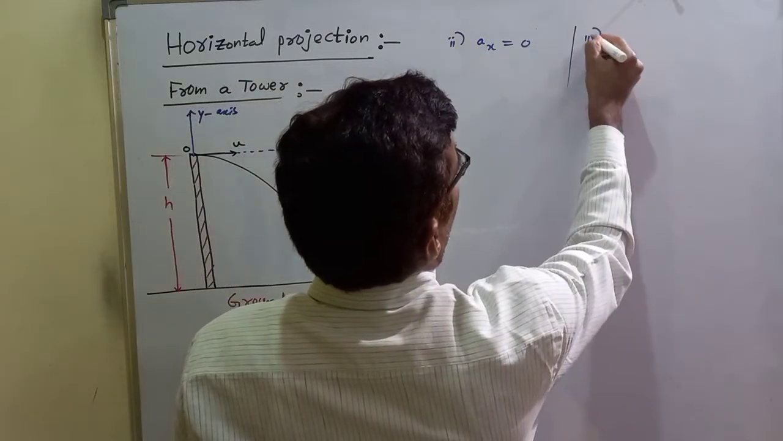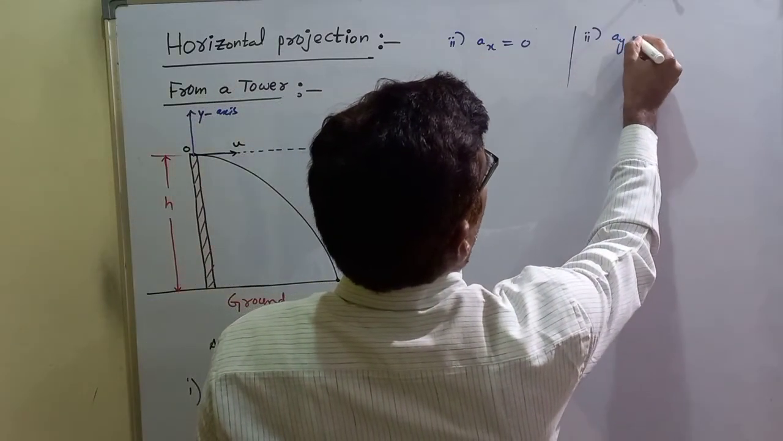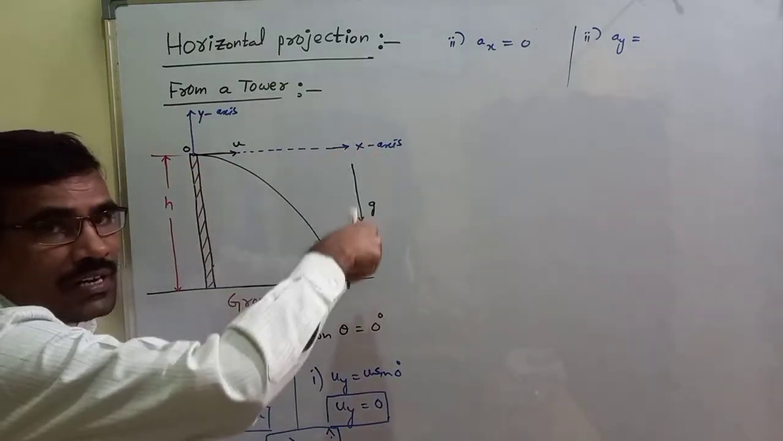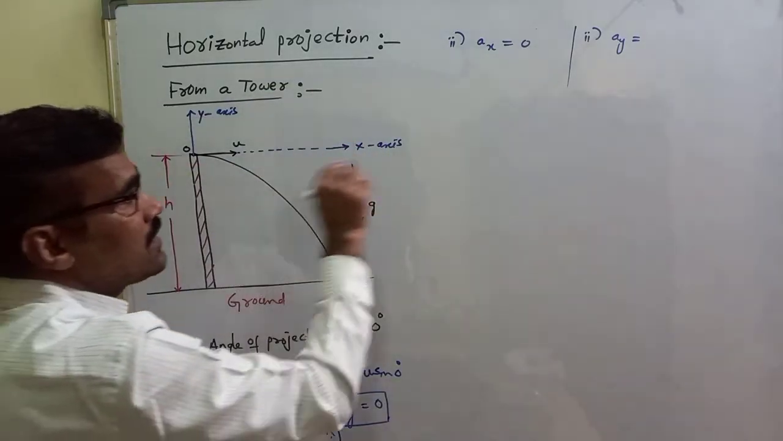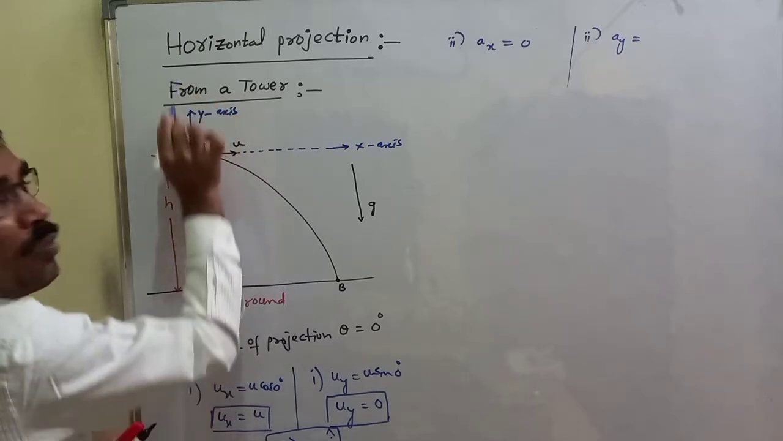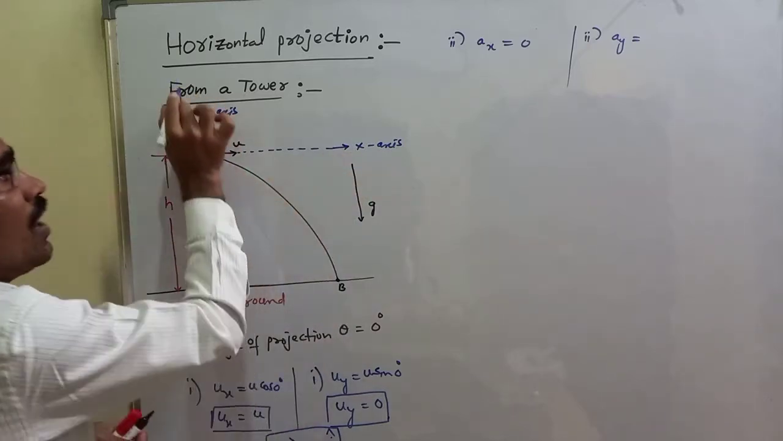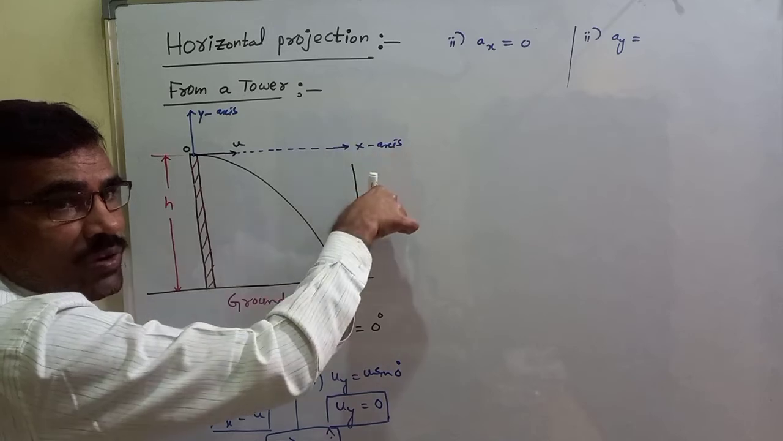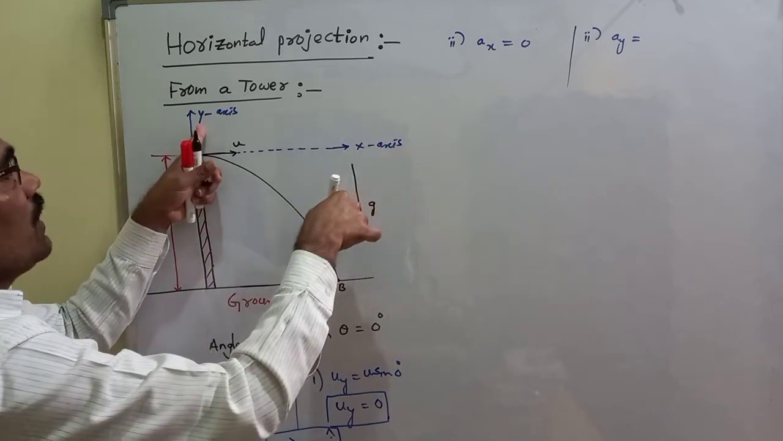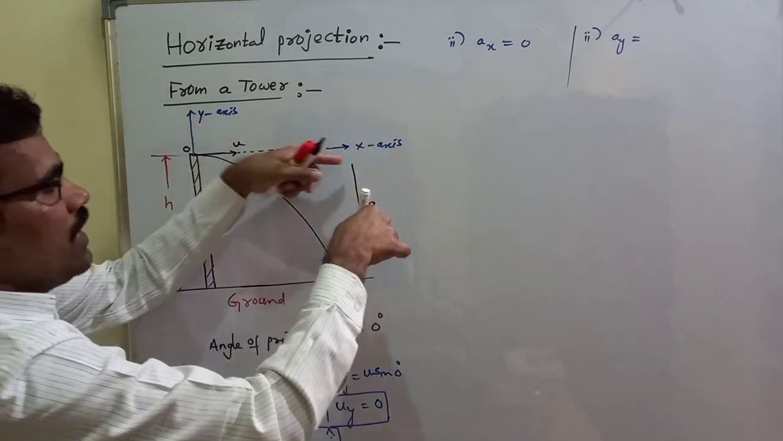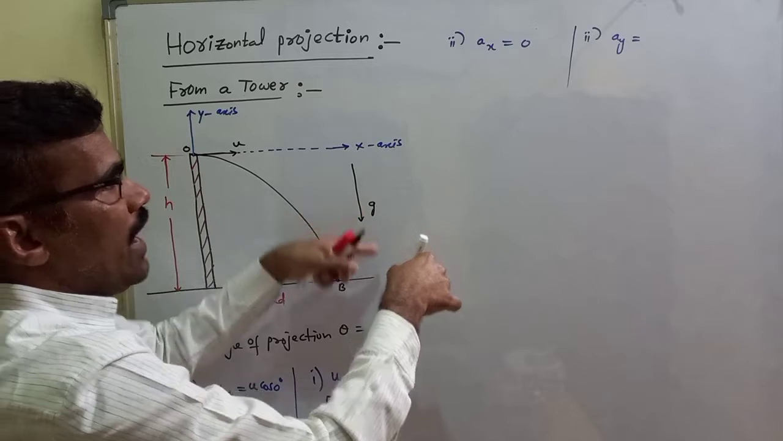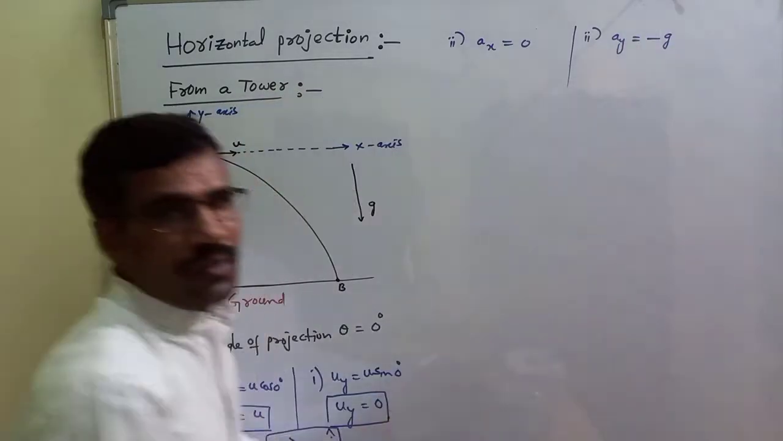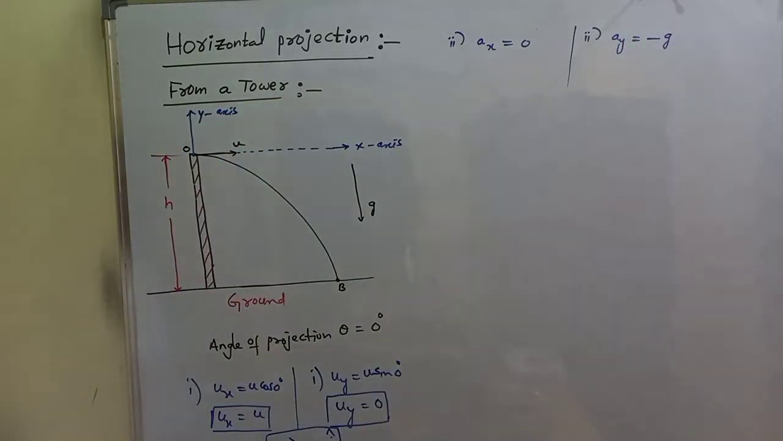Similarly, what about ay? ay is minus g. So g is acting vertically downward, toward the ground. This is the x-axis, this is the y-axis. Here g is acting vertically downward, opposite to the y-axis. That means along the negative y-axis. That's why it is taken as minus g.